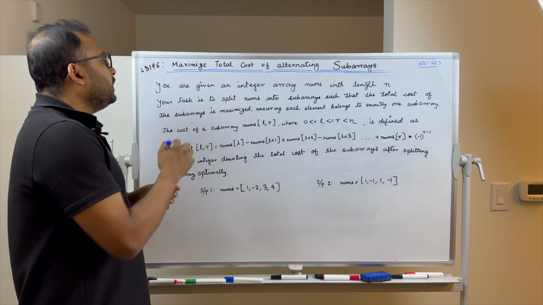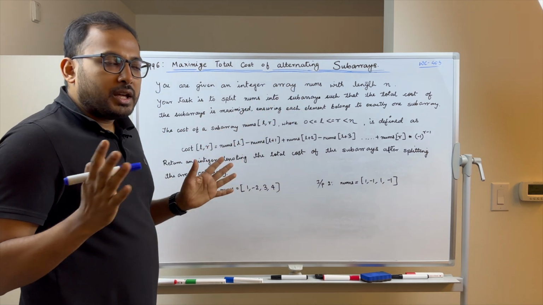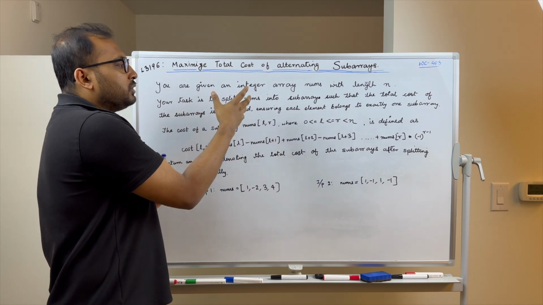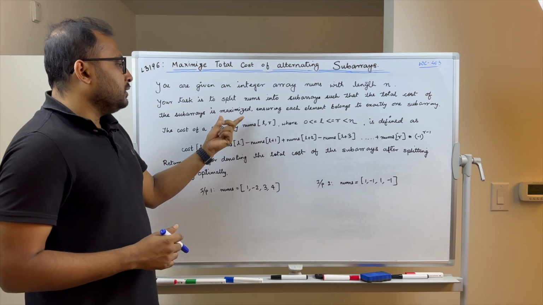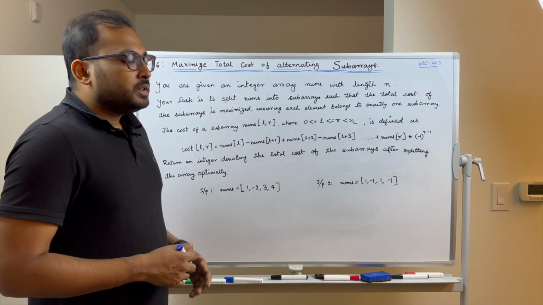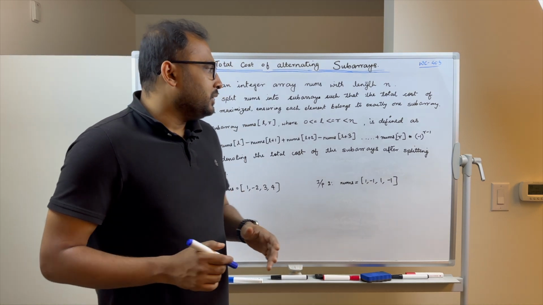In this problem, we are given an integer array nums with length n. Our task is to split the array nums into subarrays such that the total cost of the subarrays is maximized. So basically, we are given an array and we need to split it into subarrays such that when we compute the cost of each of those subarrays, the total cost is maximized.